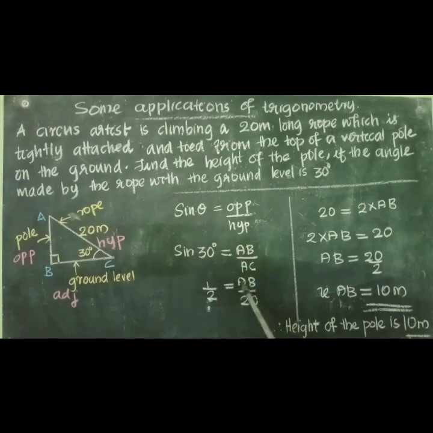Now let us cross multiply. 1 into 20, that is 20 equal to 2 into AB. Now let us change the sides. We get 2 into AB equal to 20. AB equal to 20 by 2, that is AB equal to 10 meter. So we got the length of AB, it is 10 meter. Now AB is the pole. So we can conclude the height of the pole is 10 meter.